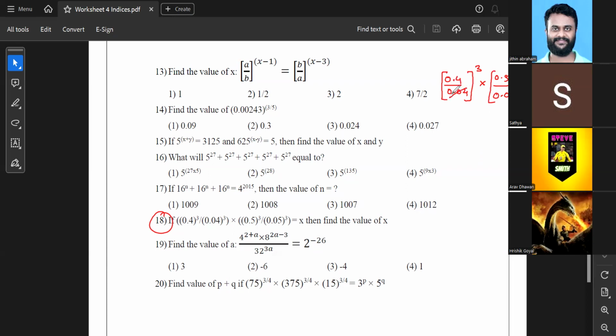Now, I know that 0.04, 10 times, is 0.4. You know this, right? Here also the multiplication factor is 10 times. I hope this much is clear. Now this is 10 raised to 3, and here I get 10 raised to 3. According to the law of indices, I should add both the indices. 3 plus 3, I will get 6. So the value of x is 10 raised to 6.